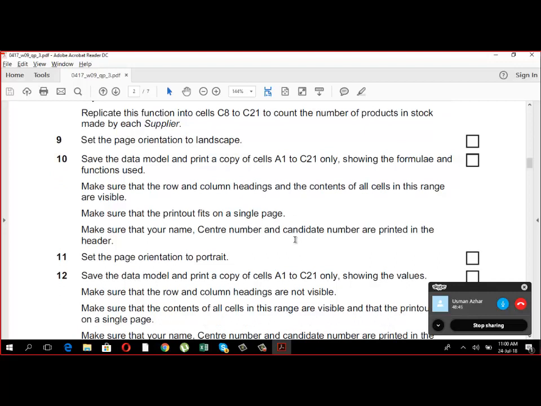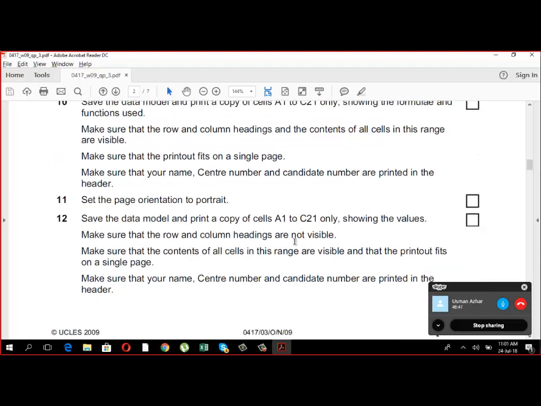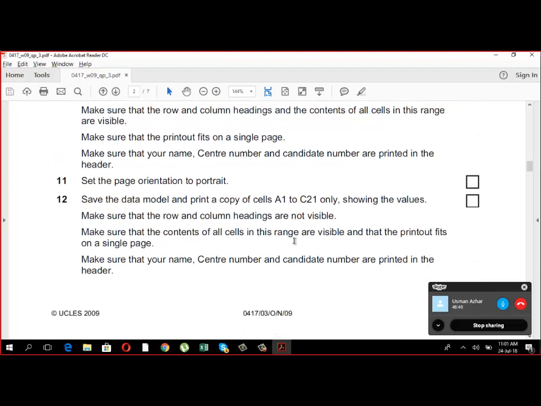Now read point number 11. Set the page orientation to portrait. Save the data model and print a copy of cells A1 to C21 only, showing the values. Make sure that the row and column headings are not visible.